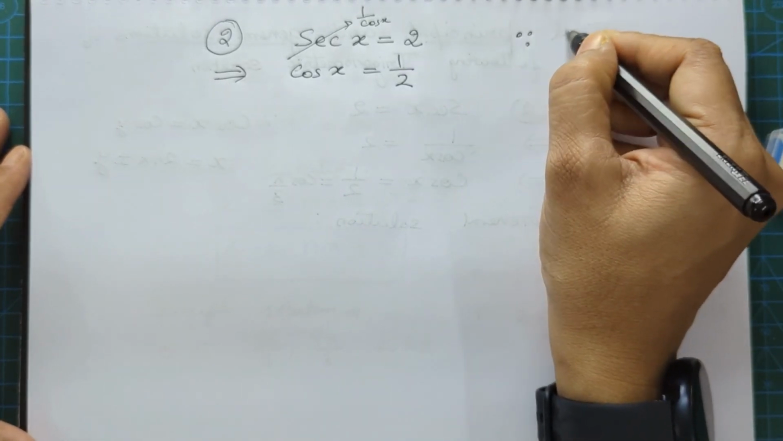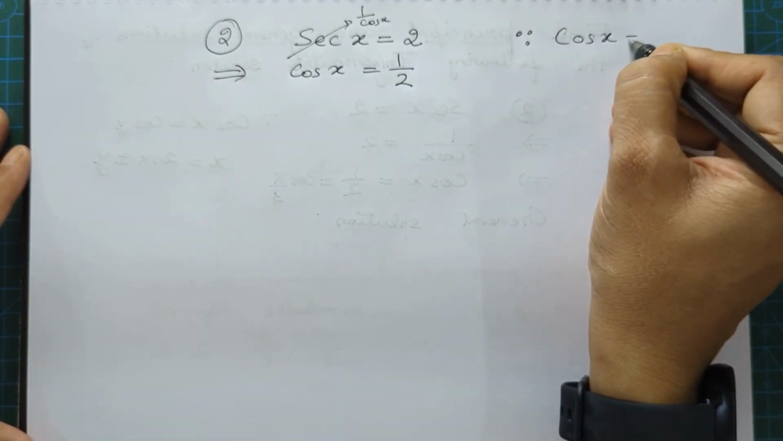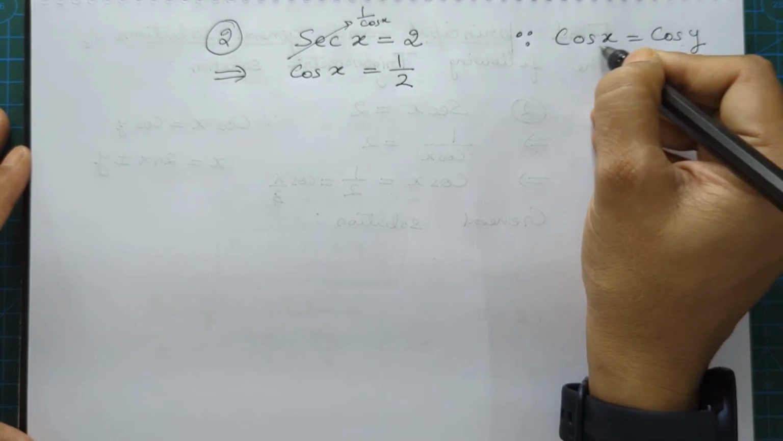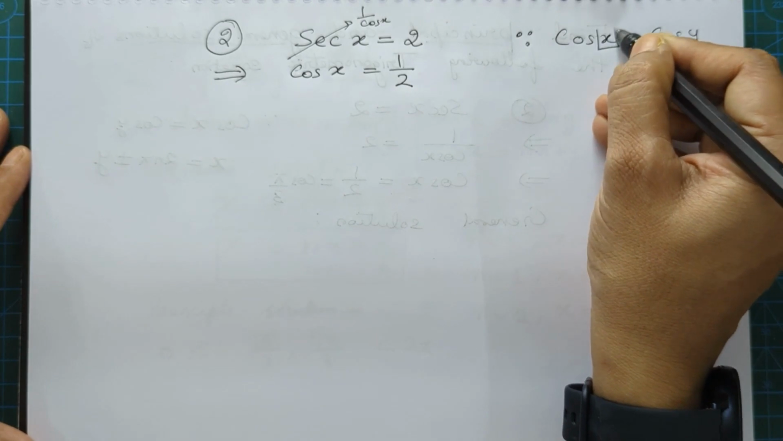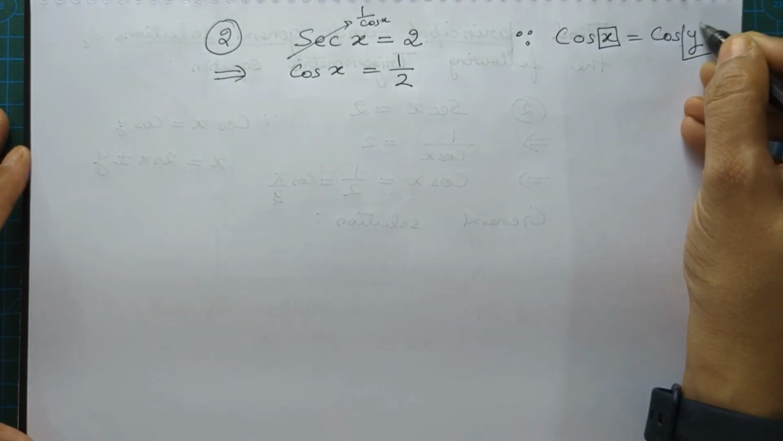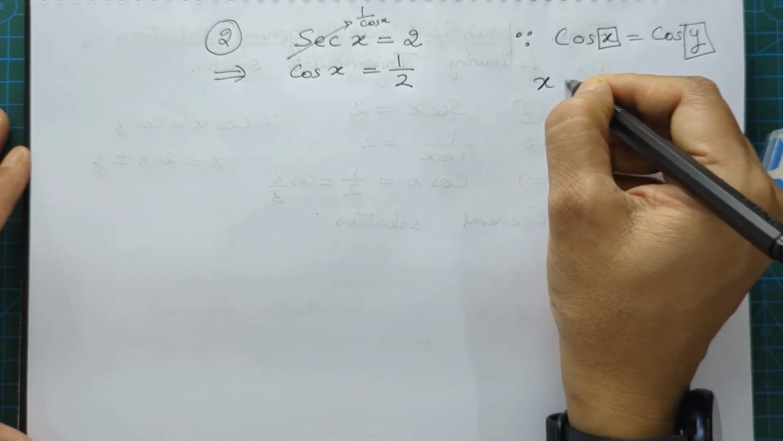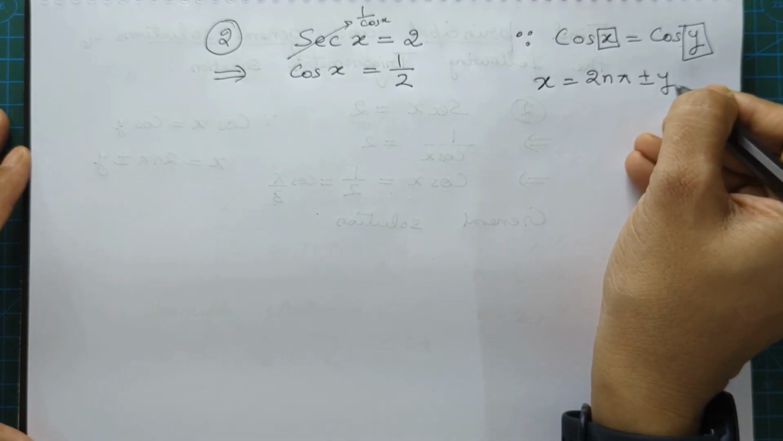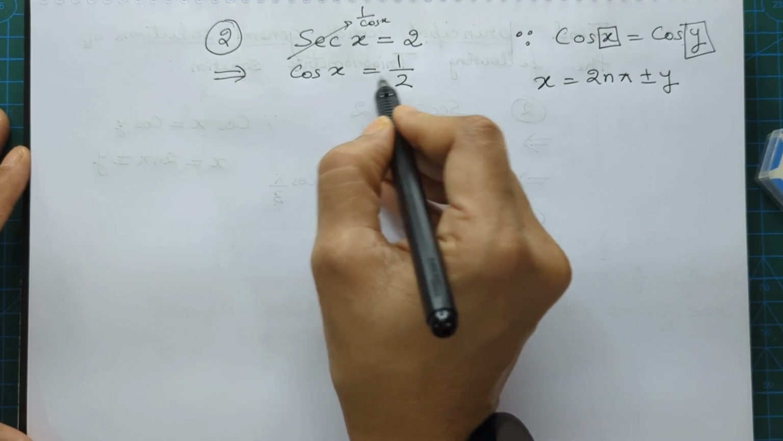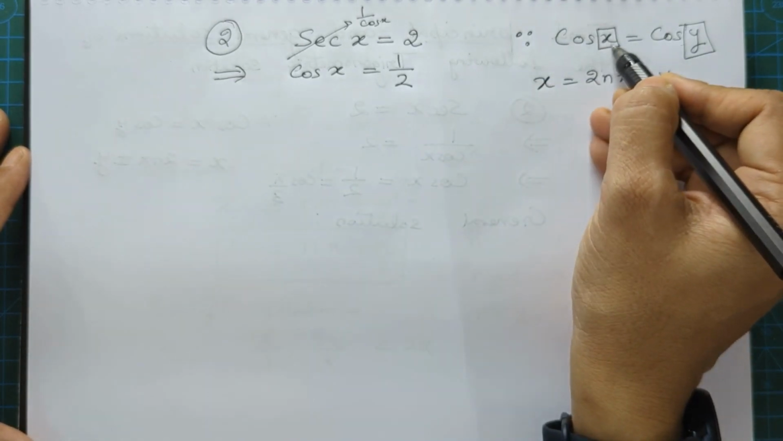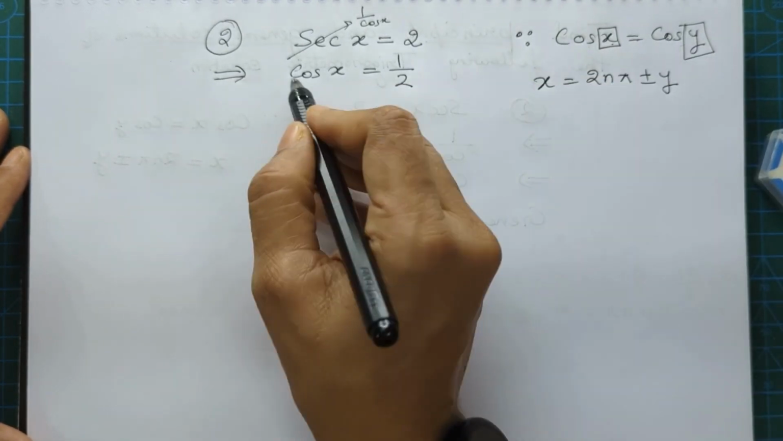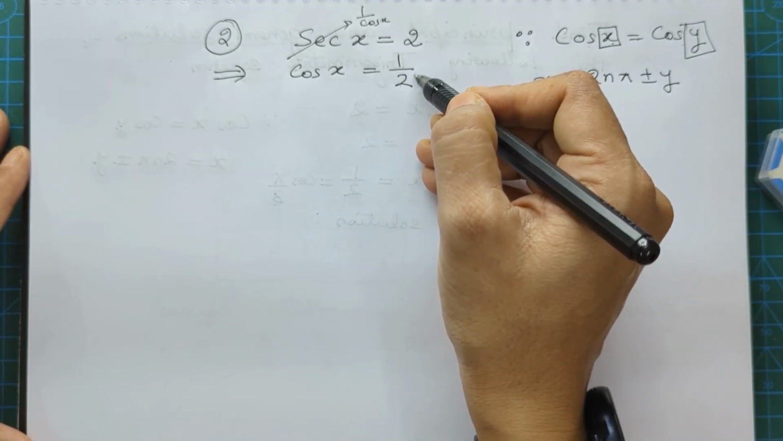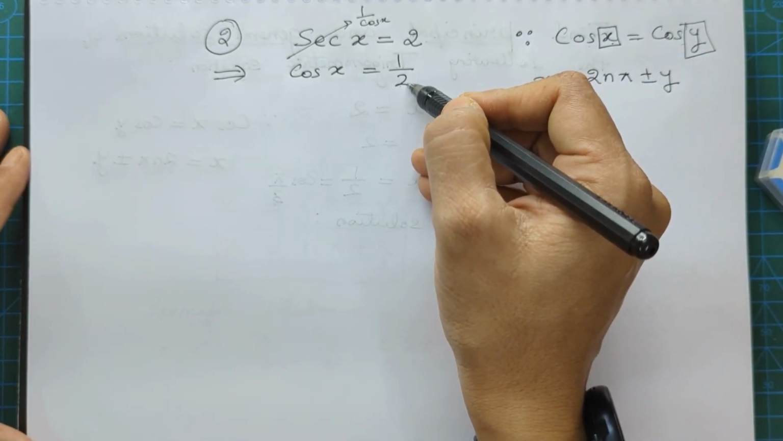Since we know that when cos x is equal to cos y, then the solution to this trigonometric equation is a value of x in terms of y, and x is equal to 2n pi plus or minus y. That means we have to write this in the form cos x is equal to cos y. Right now we have cos x. So 1 by 2 is cos of which angle? 1 by 2 is cos 60.